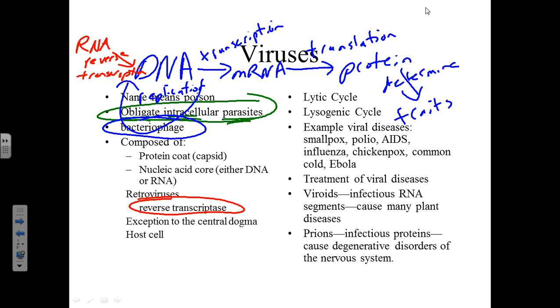Such as what? What's a famous disease caused by one of these? Probably the only one you've ever heard of. Maybe ALS. I'm not sure about ALS. Mad cows. Mad cow disease.